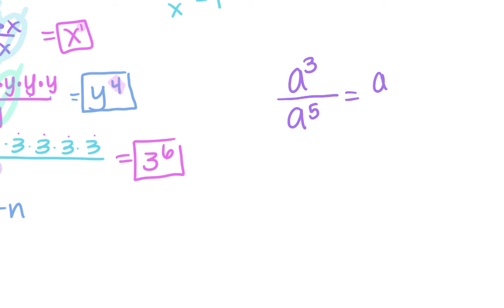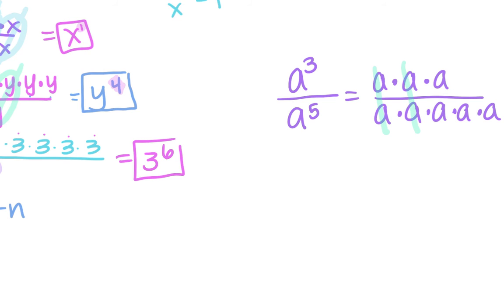If we write this out, this is a times a times a, and in the denominator it's a times a times a times a times a. And then when we go to cancel, we've got a and a in the numerator and denominator, and another a in the numerator and denominator. So we are left with a times a, but in the denominator. Okay, and we can't leave nothing in the numerator, so we just put that denominator under 1.